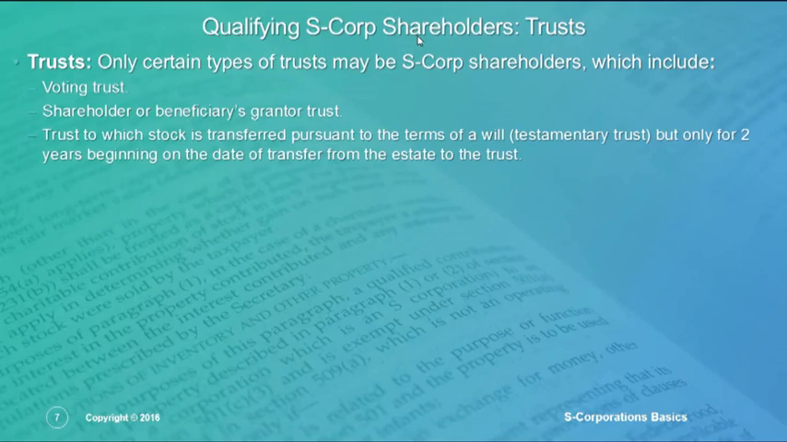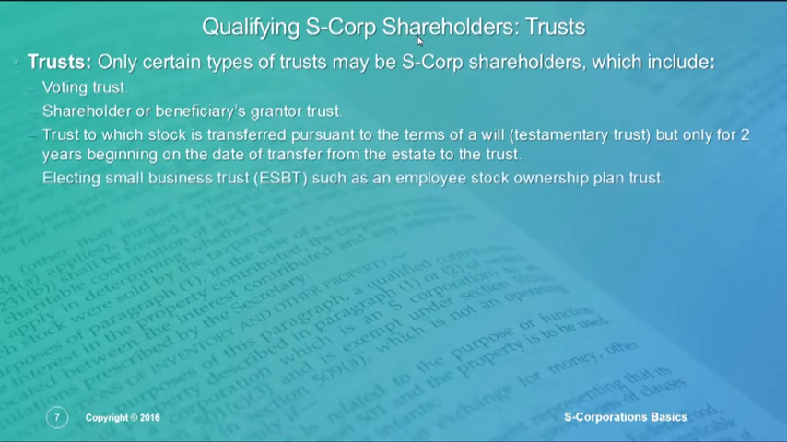That's a specific type of trust, a testamentary trust. I don't know that it's tremendously important that you understand the difference, but at a very basic level, a testamentary trust is created by a will. It's created when somebody dies. So these inter vivos trusts, which are grantor trusts, would not be considered testamentary trusts. They're a different animal. And so for testamentary trusts, you've got this 2-year rule. And then you've got something called an electing small business trust, or ESBT, such as an employee stock ownership plan trust. And those are permitted to hold S stock.